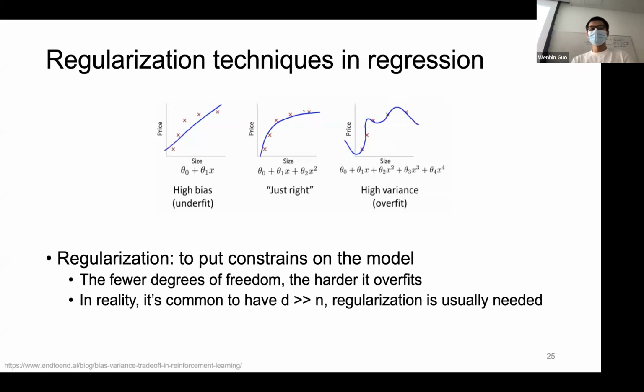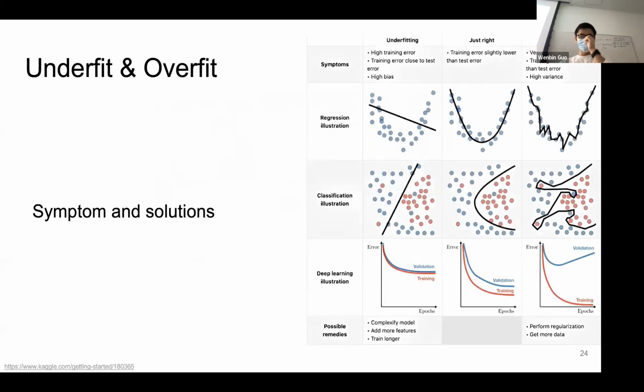When the model is very complex, we have a lot of features and a lot of parameters, but our data is not that much. This will lead to so-called overfitting. Here are some possible solutions for either underfitting or overfitting.